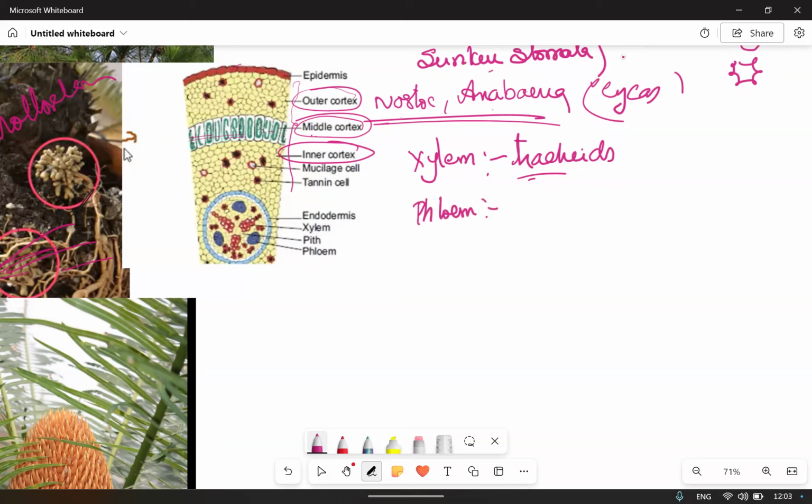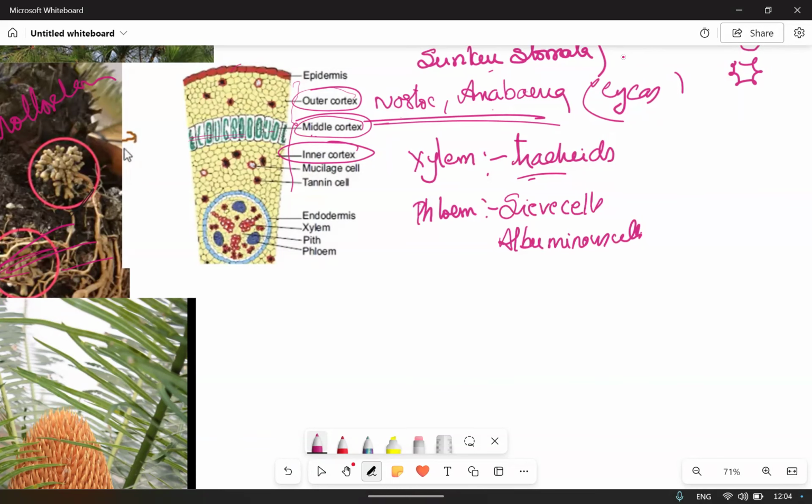What we have seen in the pteridophytes in the phloem, sieve cells. Here also you can see the sieve cells, not the sieve tubes. And companion cells are absent there, as in pteridophytes. Here also companion cells are absent. Albuminous cells are present. Okay.